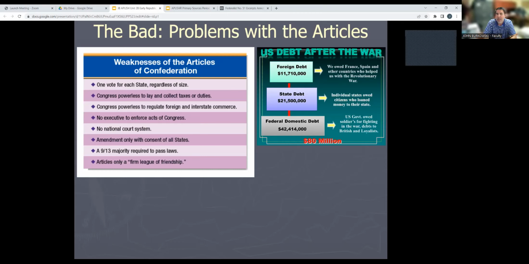It's also the British. But you add all that up, right? $11.7 million foreign debt. You add that up, you get $80 million. All right, you got to pay that back. National government, you are responsible for that. And guess what? That's with interest, and you got to pay the interest on that debt, and the interest needs to be paid on time.